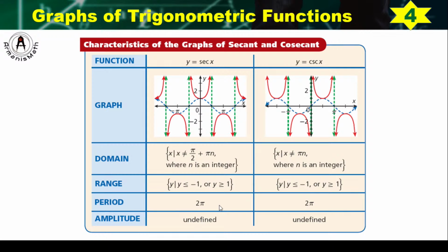The period for the secant, because it's related to the cosine. Does anybody remember what's the period for cosine? What's the period for cosine?